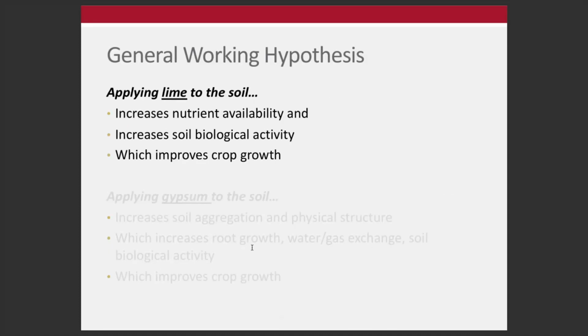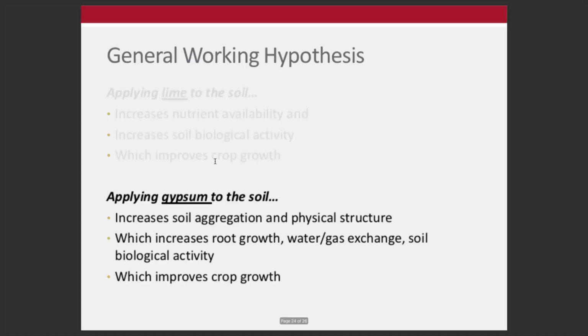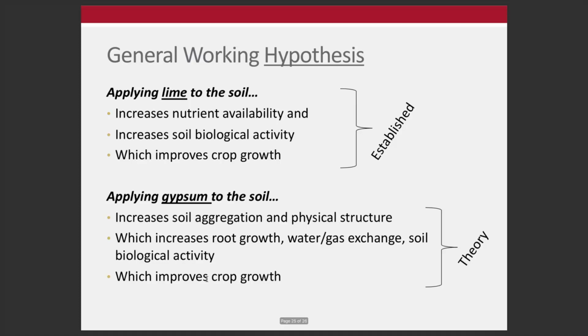Our working hypothesis is that applying lime to soil increases nutrient availability, which increases soil biological activity and improves crop growth. When we apply gypsum, our hypothesis is that it increases soil aggregation and physical structure, which increases root growth, water and gas exchange, and soil biological activity, which improves the crop. The lime effect is a very well-established thing. We know lime works. For the gypsum hypothesis, the jury's still out to some extent.